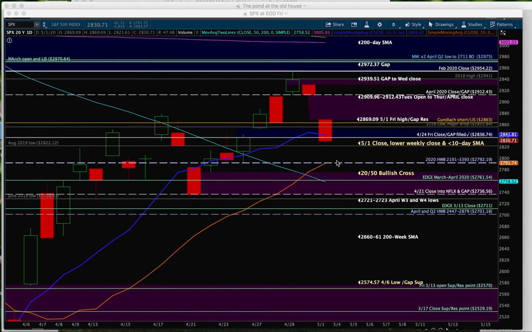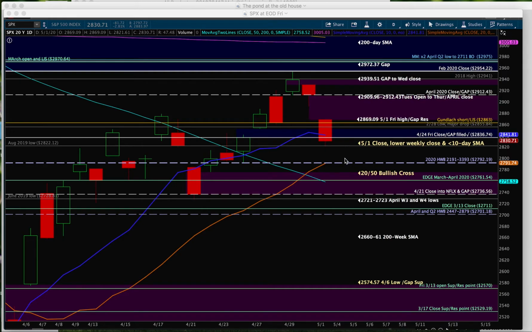And here's where the 20-day is. It's right in line with this key 27.92 level, which is the 2020 halfway back. That's the midpoint between our all-time high at 33.93 and our 2020 low that happened in March at 21.91. So the midway point on that is 27.92, and our 20-day simple moving average is right there as well.